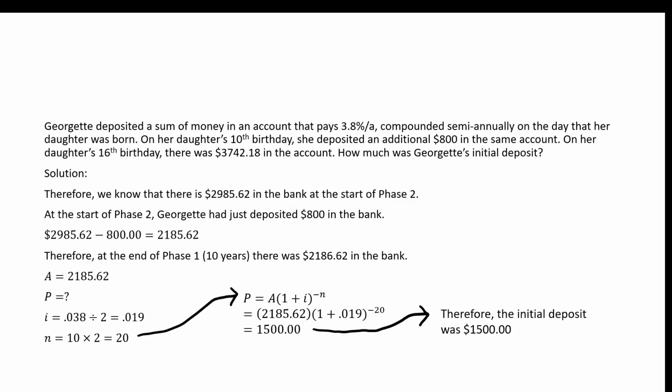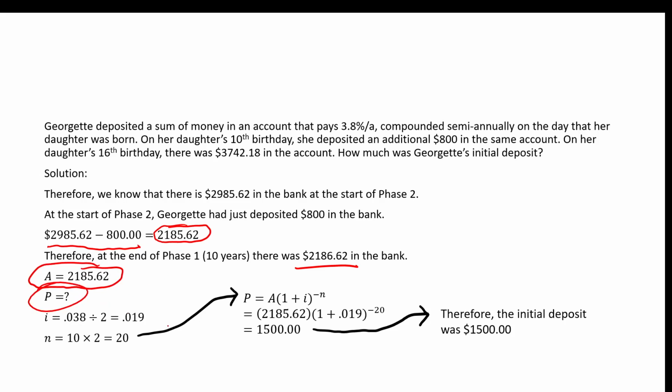$2,985.62. Okay, that's interesting. But now remember, she had just had $800 deposited in the bank. So what we're going to do is subtract that $800 that the daughter got on her 10th birthday, the beginning of phase two. We're going to subtract that, and then this amount here, the $2,185.62, will represent what she actually ended phase one with. So at the end of phase one, there were $2,185.62 in the bank. That now becomes our A value because we're trying to find the principal, i.e. the amount invested on the day the child was born.